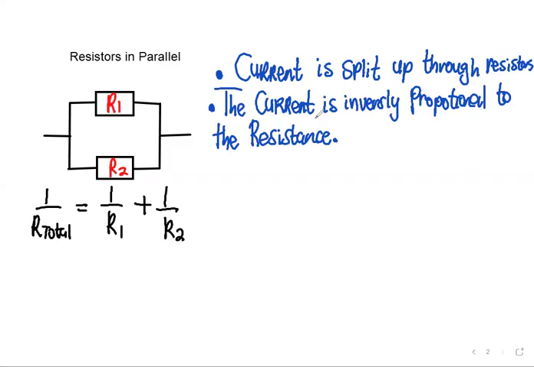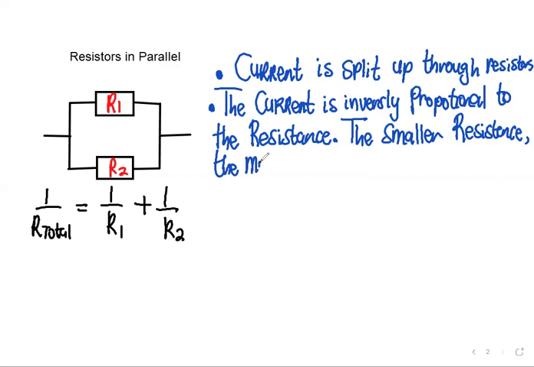This means that the smaller the resistance, the more current goes through it. So if the resistor has a small resistance, there's a lot of current going through it.